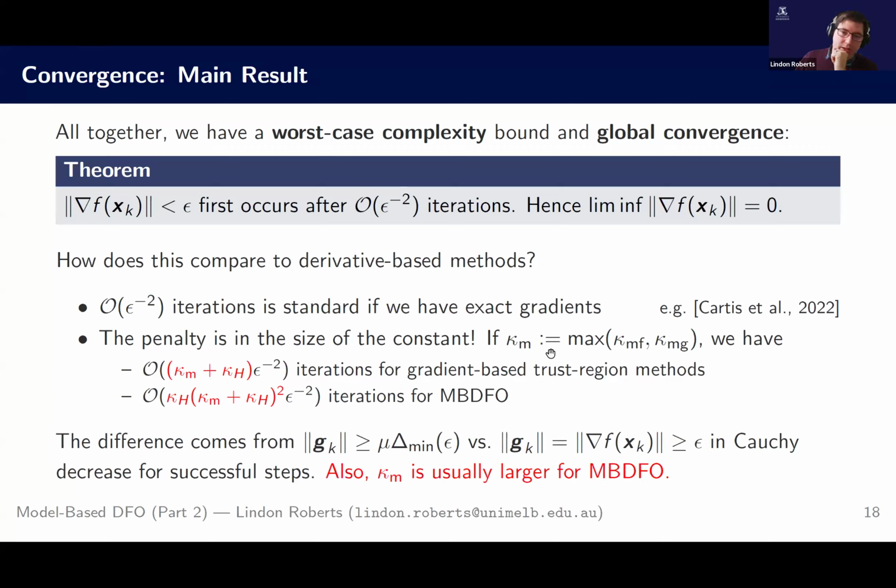And we'll mention it later, but kappa m is usually larger for model-based methods as well. So the kappa m for gradient-based is usually basically just the Lipschitz constant of the gradient. For derivative-free methods, there's a Lipschitz constant, but there's usually explicit dependence on dimension as well.